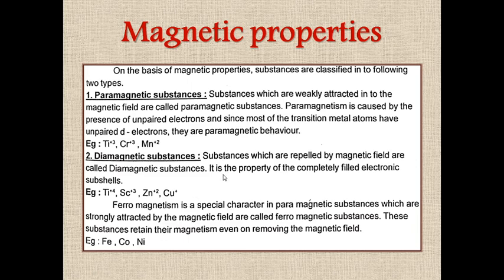Coming to the diamagnetic substances, which are repelled by the magnetic field are called diamagnetic substances. And ferromagnetism is a special character of paramagnetic substances. Substances which are strongly attracted by the magnetic field are called ferromagnetic substances. These substances retain their magnetism even on removing the magnetic field. Some examples are iron, cobalt, nickel.